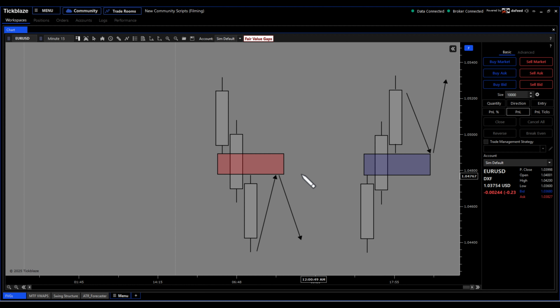Now, this is just the entry aspect of these types of strategies. There's a whole other aspect of where you should be taking these trades, and do you want to do them on a smaller time frame or a larger time frame, or do you want to use multi-time frame?